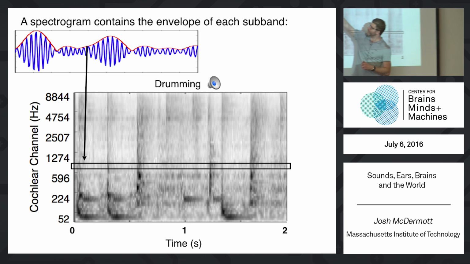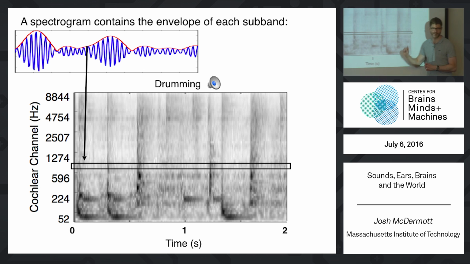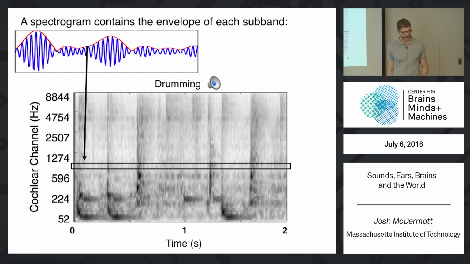So remember, the amplitude envelope tells you the instantaneous amplitude in a particular range of frequencies, right? And so we're just going to plot that in grayscale. And so it says, well, it's high here and here and here and here. All right? And so together you get this image that we typically use to visualize sound.